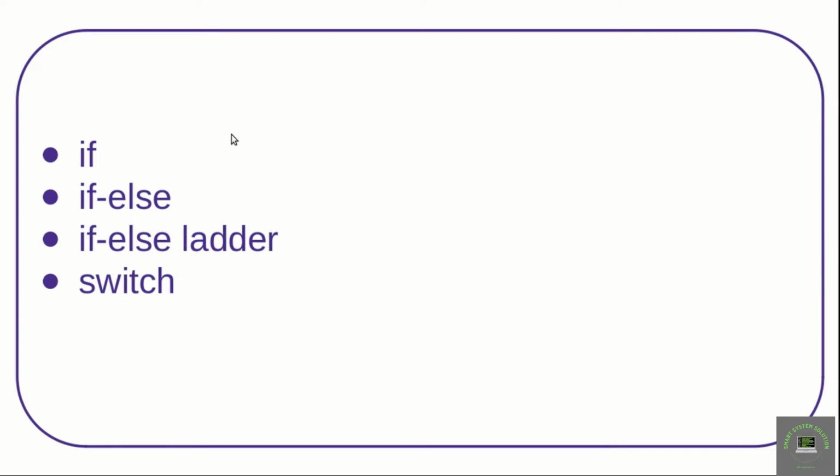The need for decision making statements is that when you are in a scenario where you want a set of statements to be executed only when a specific condition is met true, then you would require decision making statements. The block of code which has to be executed conditionally is kept inside the decision making statement. Let us have a look at the syntax of the following 4.